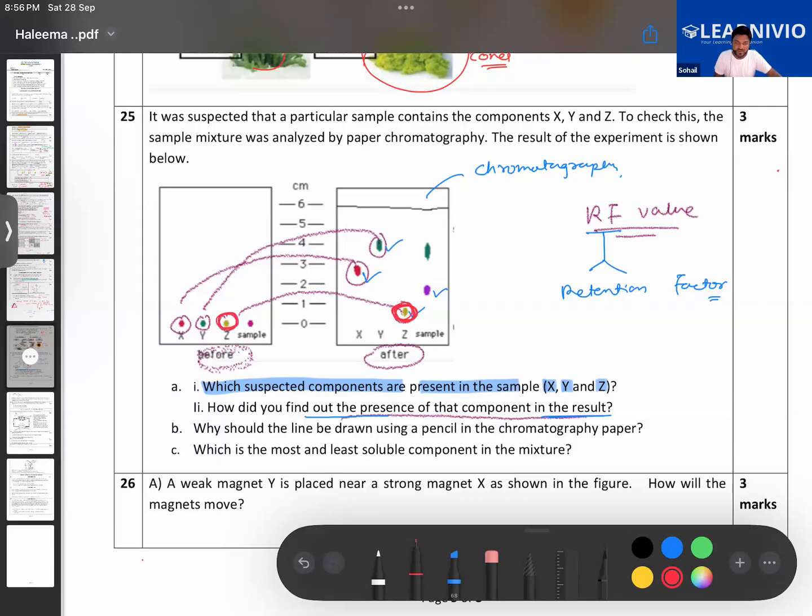So you have to compare it. This is given as a reference here, and this is the actual test which is done. For example, if you have taken some sample and the component present in that sample deviates this much, from the sample you can match it. So that's how we check for its presence, by looking at its RF value, basically retention factor.